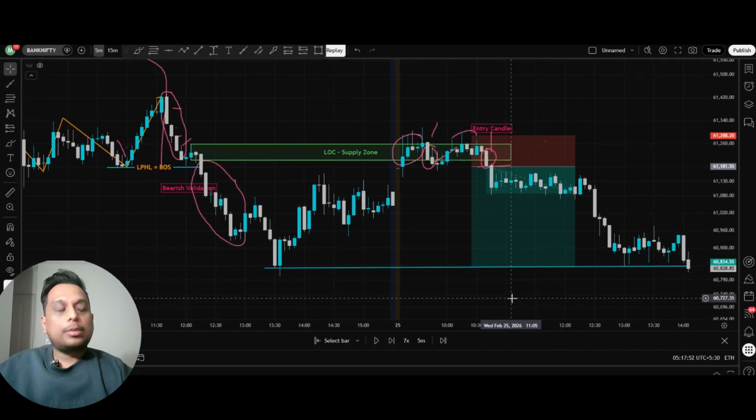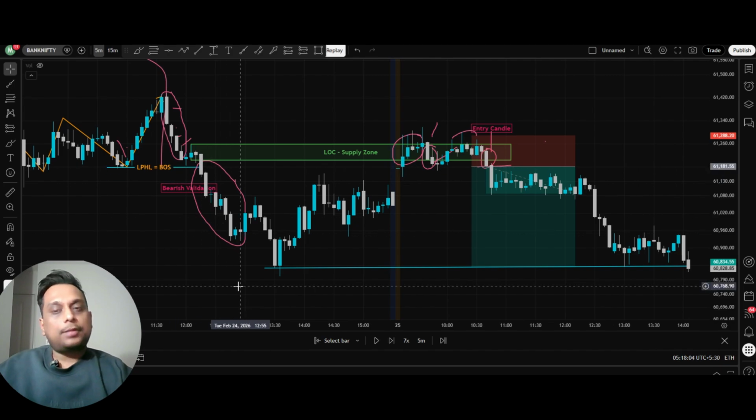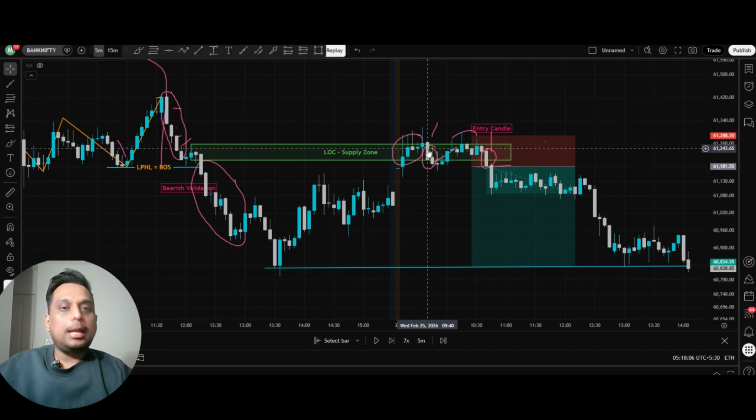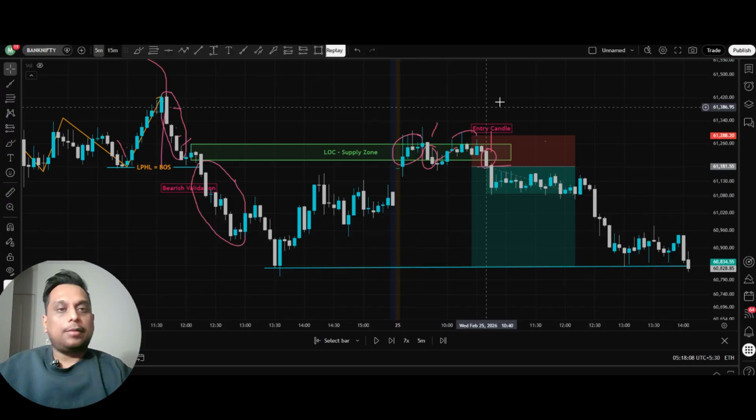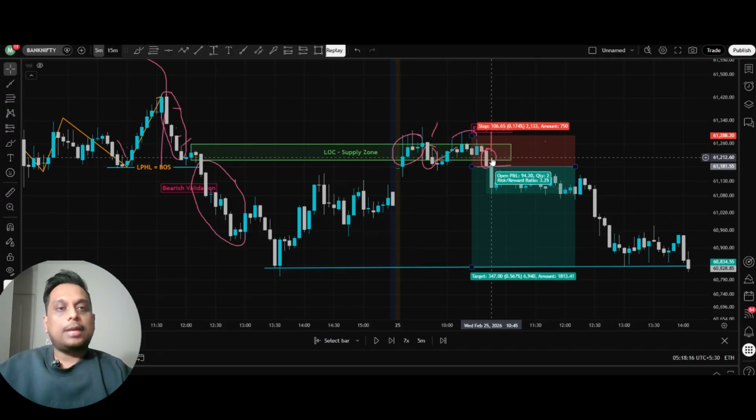Perfect. So let's quickly recap. We got our structure shift confirmed after this bearish validation, and after that we marked our last opposing candle and waited patiently for our retest. We waited for the sellers to aggressively step in. This is where our entry candle is, and after that we entered and got a 1:3 risk reward trade.